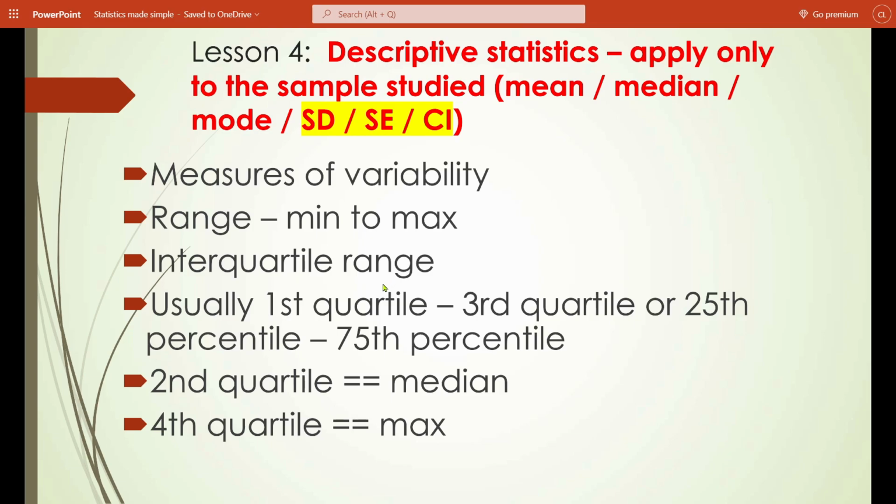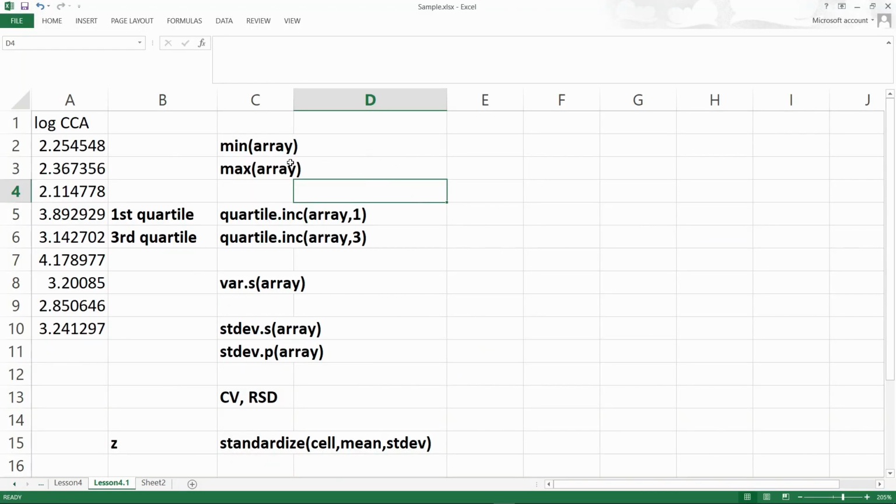For interquartile range, we usually use the first quartile to third quartile, or 25th percentile to 75th percentile, as boundaries to show variability. To give you an idea about quartiles, the second quartile is actually equivalent to the median, whereas the fourth quartile is the maximum value. So in Excel, you can obtain these statistics quite easily.